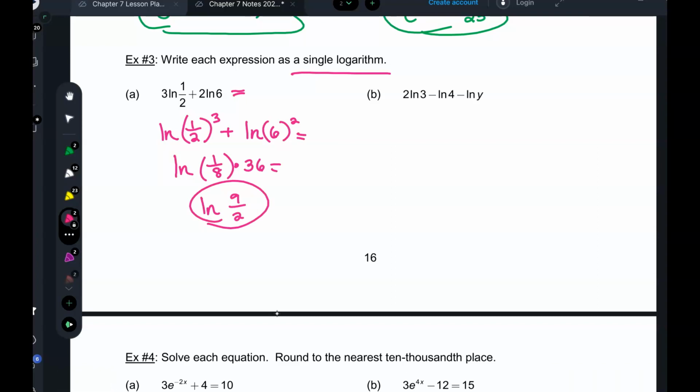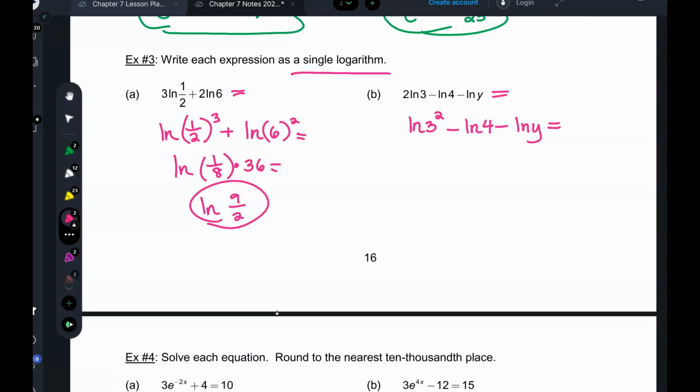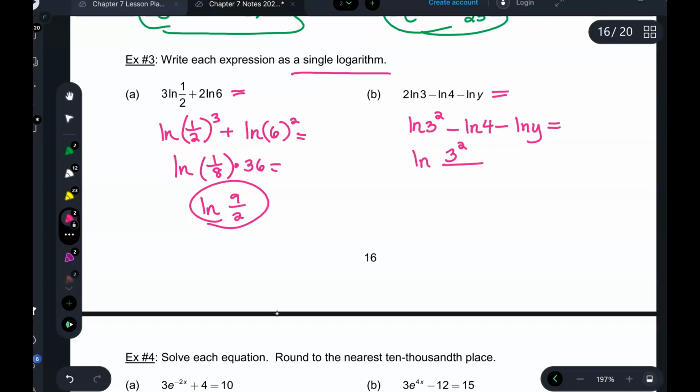Okay, let's do the same thing here. So first I want to move natural log of 3 to the second power minus natural log of 4 minus natural log of y. Now both of those are being subtracted. So any ideas what we are going to divide by? First of all, 3 squared goes in the top. I'm going to put the 4 on the bottom. Then what? 4y on the bottom.